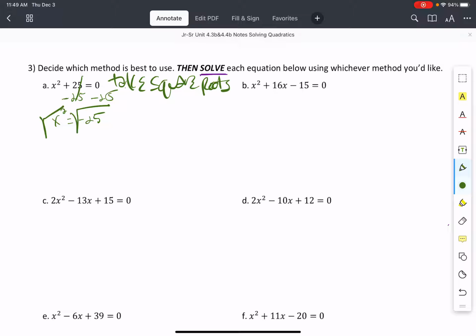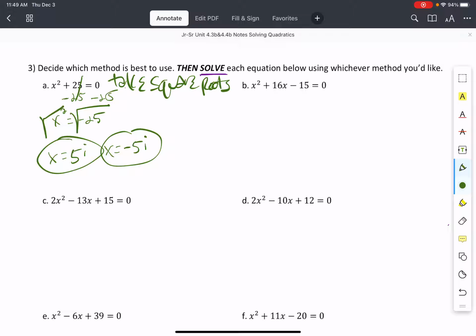How does the square root of negative 25 simplify? Good. But then anytime I square root, I have the positive and the negative. There's my two answers. Yep, anytime I square root, positive and negative.